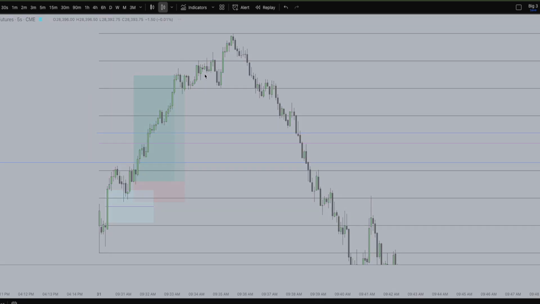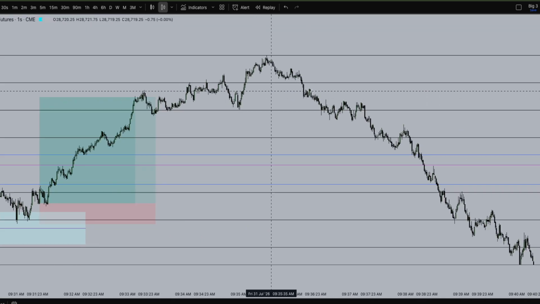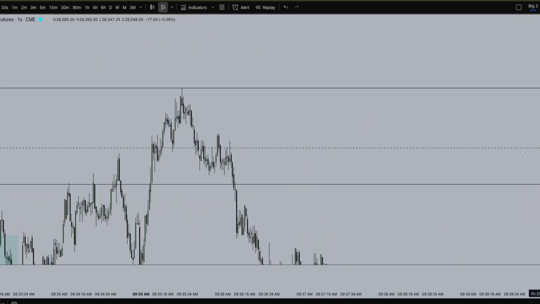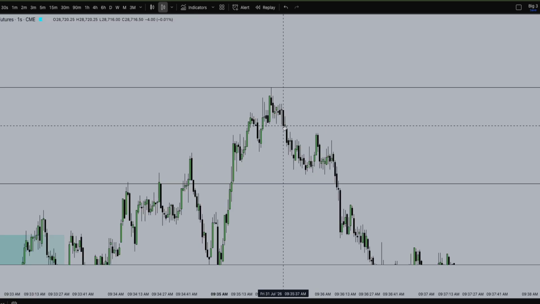And ICT, this dude is ridiculous. He literally was on the 1 second chart and got in on this candle after this displacement candle off the 1 second market structure shift where I was in.